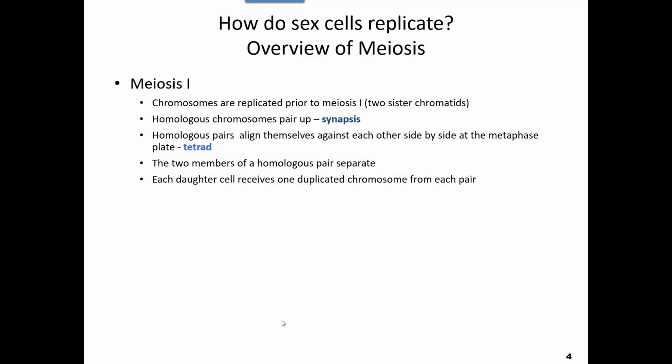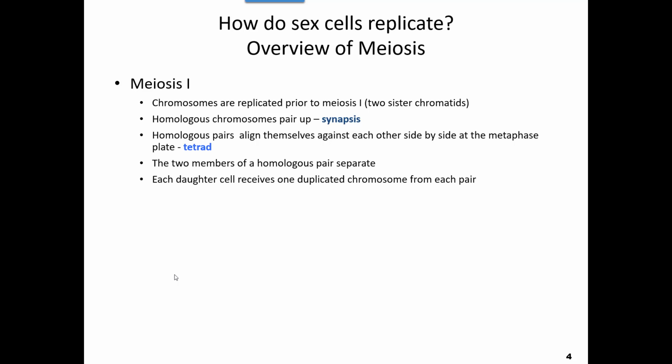So how do the sex cells replicate? Just a little bit of overview of meiosis compared to mitosis. Meiosis is broken down into two phases: we have Meiosis I and we have Meiosis II. That in itself is different than mitosis. Mitosis had different phases: prophase, metaphase, anaphase, and telophase. Meiosis is going to have those too, but it has two distinct sections or divisions.